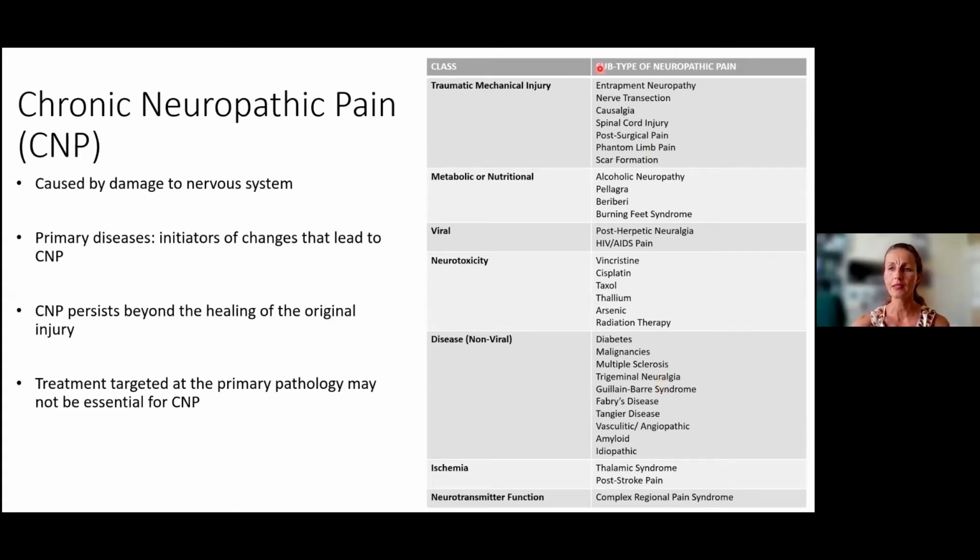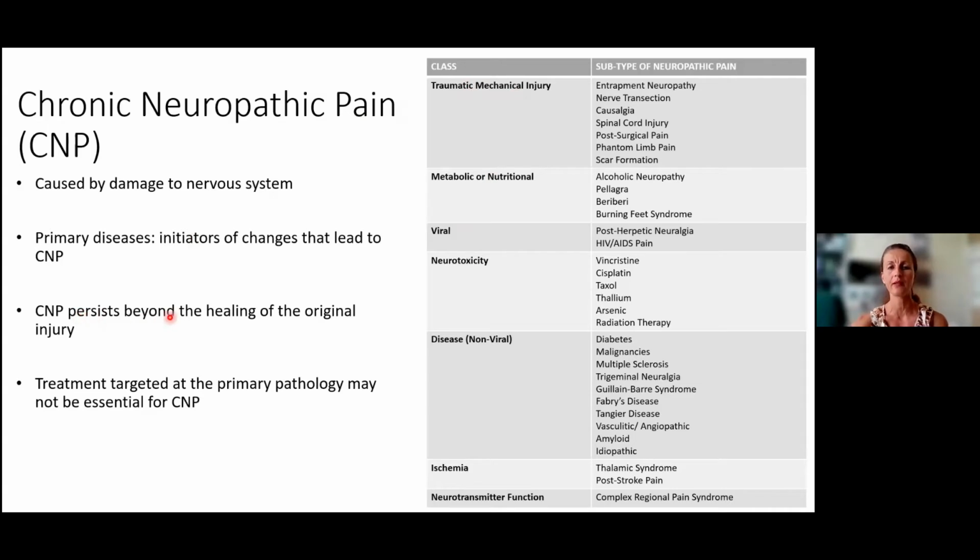Here is the list of the different classes of so-called chronic neuropathic pain. Neuropathic pain is the pain that is caused by damage to the nervous system, and this damage may happen because of some mechanical injury, metabolic disorders, viral infection, and so on. The ones that I will be presenting today, the ones that our lab is focused on mostly, are the traumatic mechanical injury kind of chronic neuropathic pain. We use the models of peripheral nerve injury and the models of spinal cord injury.